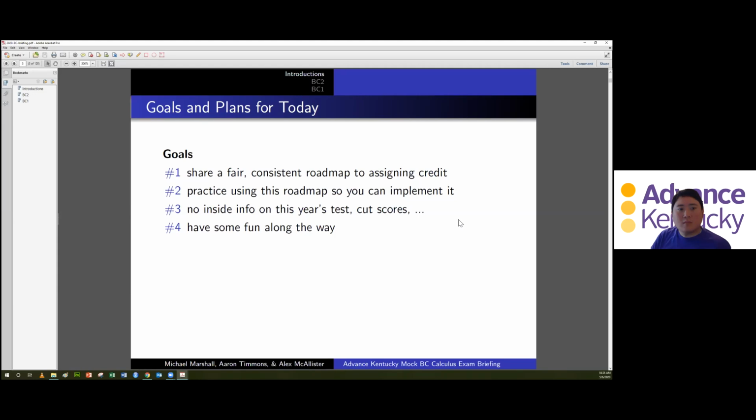I do want to say, there's no inside info on this year's tests or cut scores. Usually, I show up a week or a couple of weeks before the reading, get some material two weeks out, and look at it for the first time, and that's true here too. I really have no idea what this year's exam is going to look like. We made some guesses on things, assuming some consistency from the past.